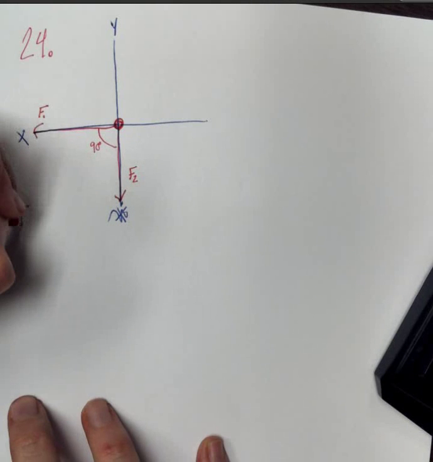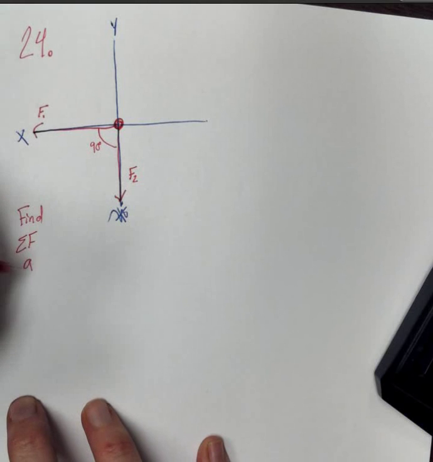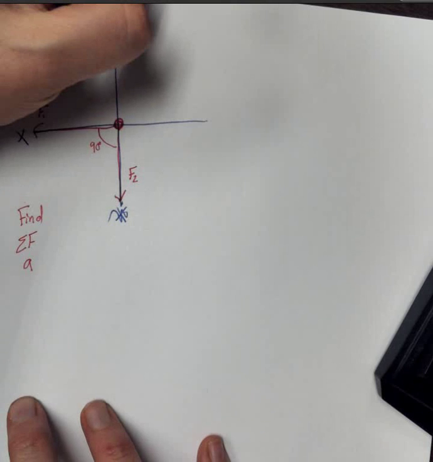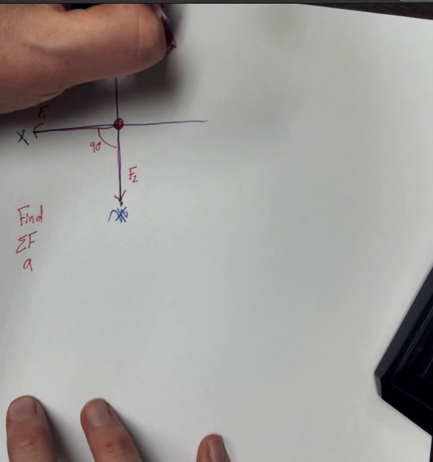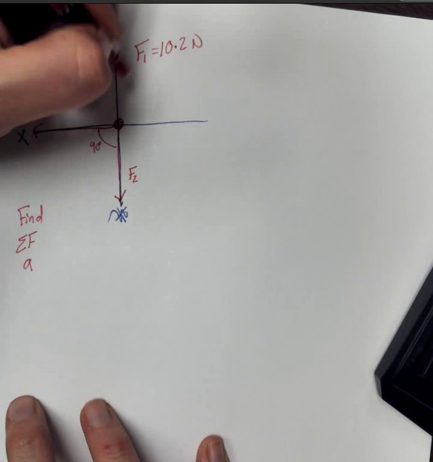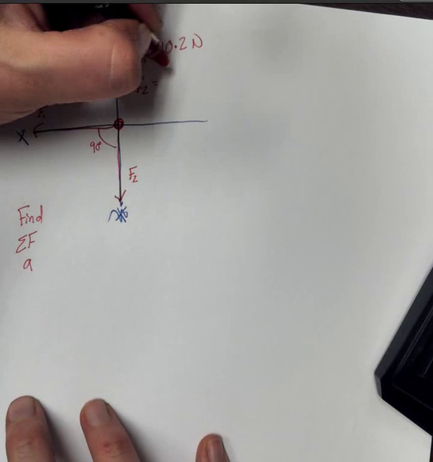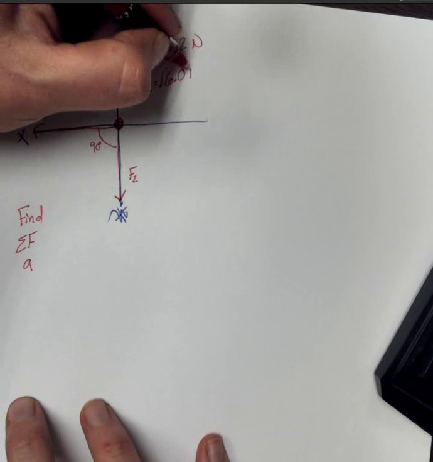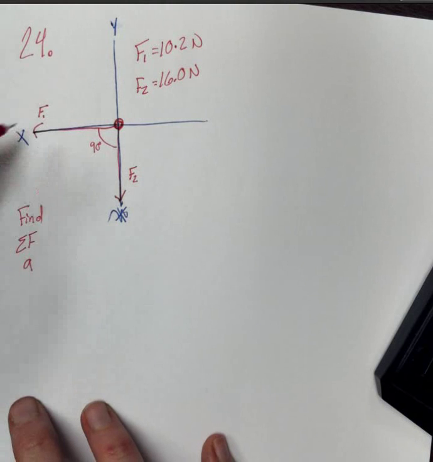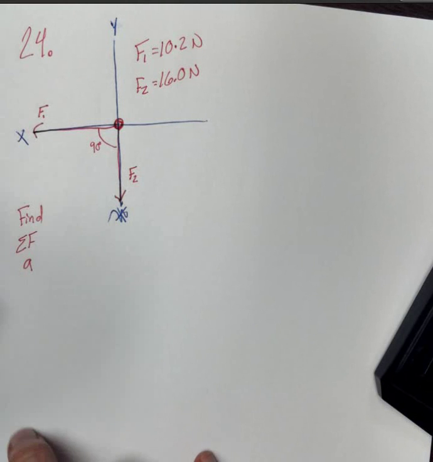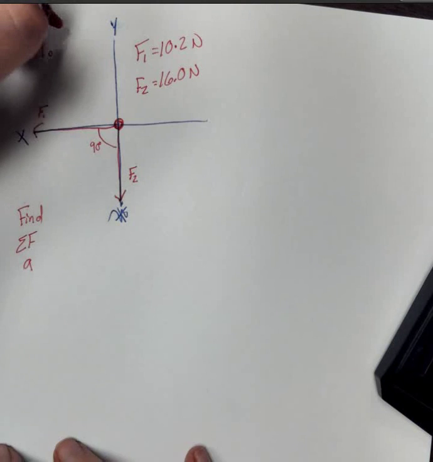So we're trying to find the net force and acceleration of these two objects if the value of F1 is 10.2 newtons and if the value of F2 is 16.0 newtons. So that means that we need to figure out what the resultant vector of these two is, and if we have that resultant vector, we need to figure out the acceleration. And this is A.